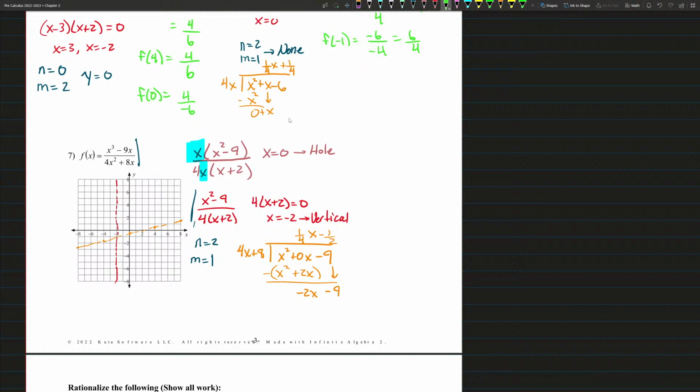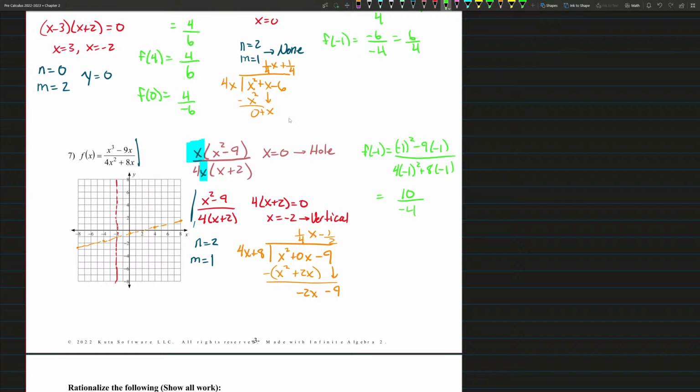Let's plug in negative 1. So negative 1 squared, we'll do the negative 1 cubed minus 9 times negative 1 over 4 times negative 1 squared plus 8 times negative 1. That's 1 plus 9, that's 10 over 4 minus 8, that's negative 4. Negative 10/4, that's just below negative 2.